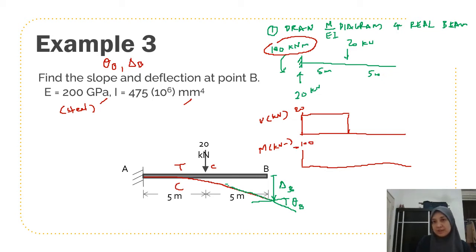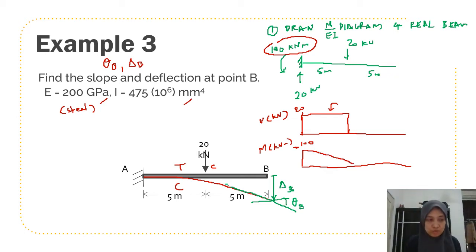It's 100, and then this shear is constant. So your moment is linear, and a straight line goes down. Let me just draw it again. If you have noticed, I have kind of a bad handwriting. So this is your bending moment diagram.